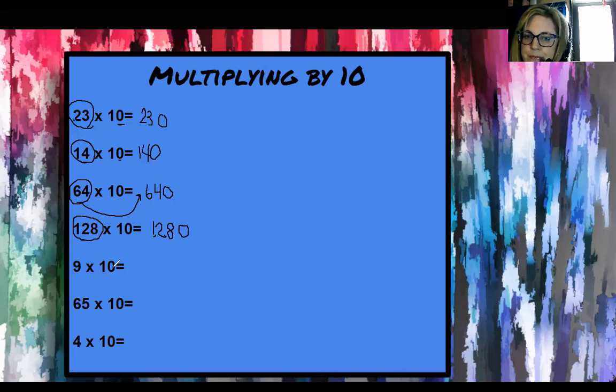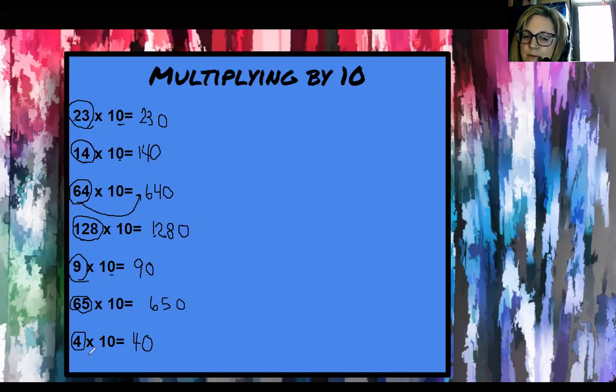That's my new number. I'm multiplying 9 times 10. The quick trick for this is take the 9, bring it over, and since I'm multiplying by 10, 10 has 1 zero, I'm adding the 1 zero. I end up with 90. For this one, 65 times 10, I bring the 65 over. Since I'm multiplying by 10 and 10 has 1 zero, I put 1 zero at the end, and I get 650. For the last one, I have a 4. So I just bring the 4 over, 4 times 10, add the 1 zero, and I get 40.